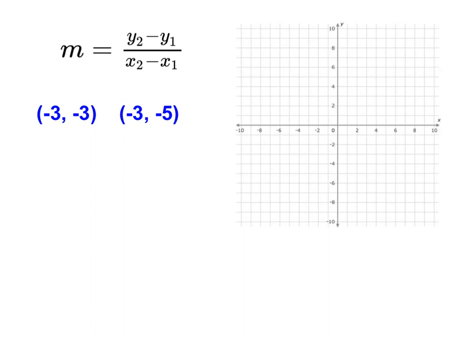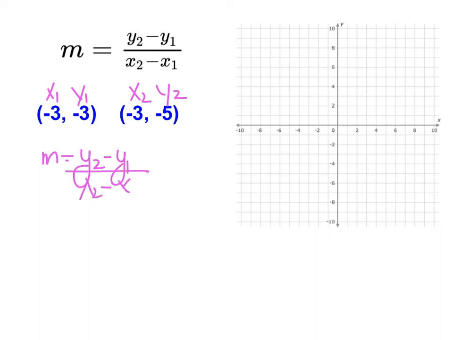All right, let's look at the last special case. Let's start by naming my points. I have x1, y1, x2, y2, and my equation for slope is m is equal to y2 minus y1 over x2 minus x1. y2 is negative 5 minus y1 is negative 3 over x2 is negative 3 minus x1, which is negative 3. And if I do some change in these, I have negative 5 plus 3 is negative 2, and negative 3 plus 3 is 0. So now in this case, the 0 is in the denominator.